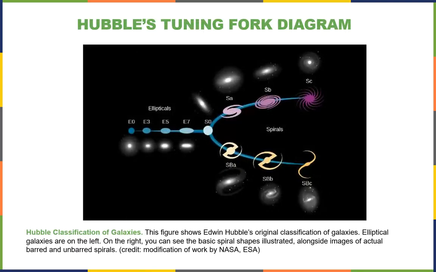So here is the tuning fork diagram. This is basically all of the different classifications. So the handle of the tuning fork is the ellipticals. What does E0 mean? That means it has an eccentricity of 0. Now we talked about eccentricity of orbits. So what did the eccentricity of an orbit indicate to you?